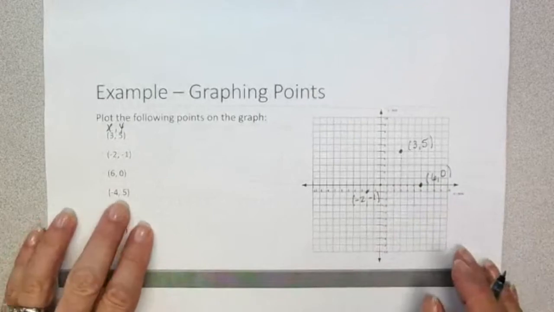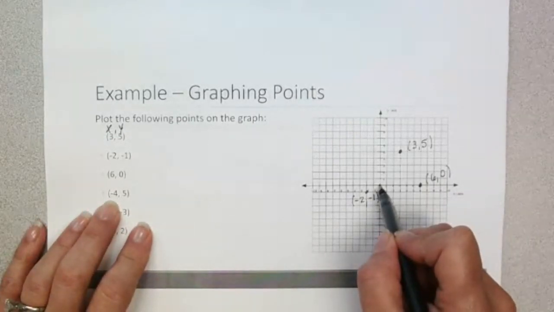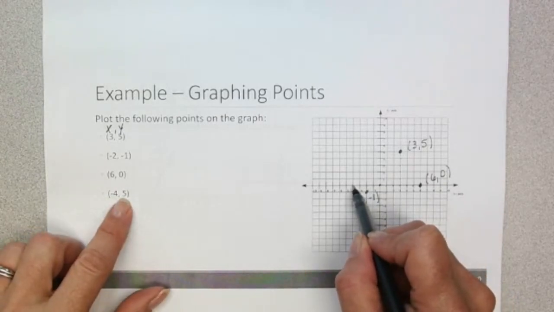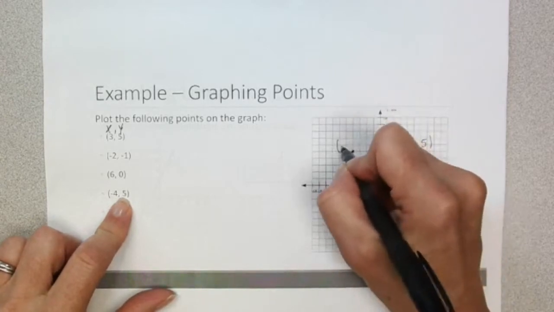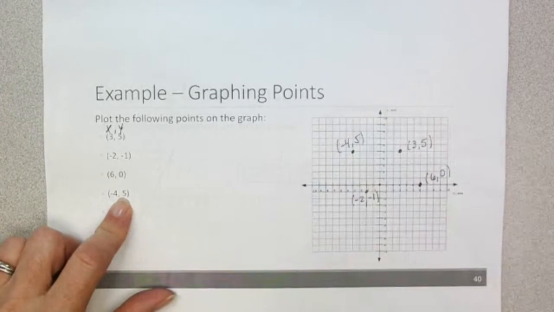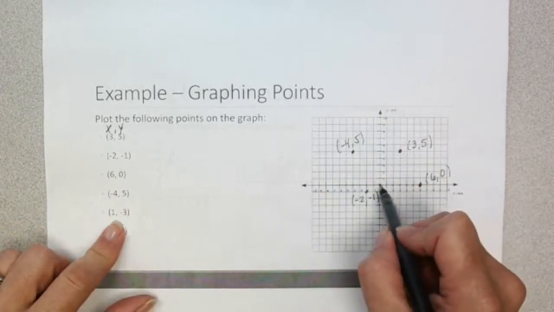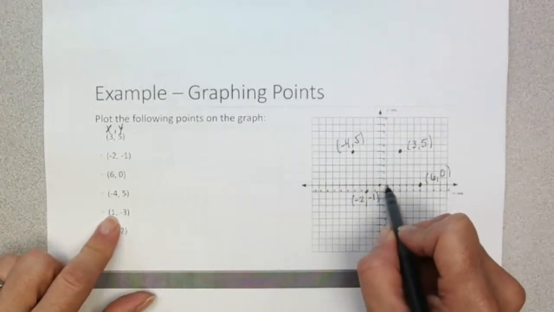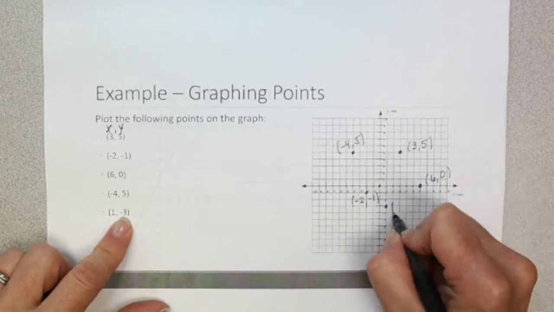Okay? Negative 4, 5. X is negative 4. So we start at the origin. We count to the left 4. 1, 2, 3, 4. The y-coordinate 5 is positive, so we'll go up 5. 1, 2, 3, 4, 5. Negative 4, 5 up there in quadrant 2. 1, negative 3. Here we've got an x-coordinate that's positive, so we'll go to the right 1 unit. The y-coordinate's negative, so we'll go down 3. Here's our point 1, negative 3.